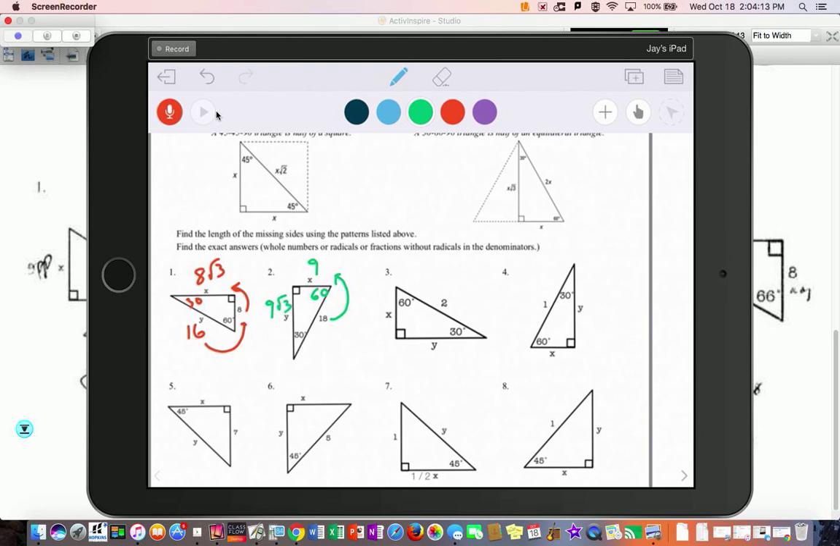So at any point, you might want to pause the video, try to work some of these out, and then I'll just keep going through and doing the answers. So already the 30, 60, 90, so if I go this direction again, I cut it in half, so that'll be 1, and 1 root 3 is just root 3.